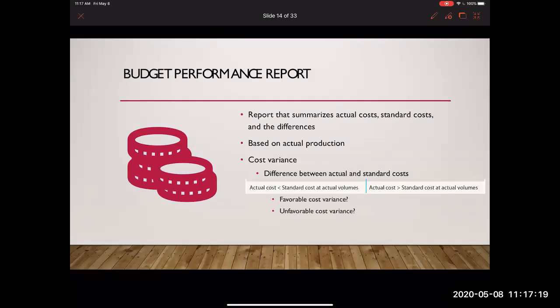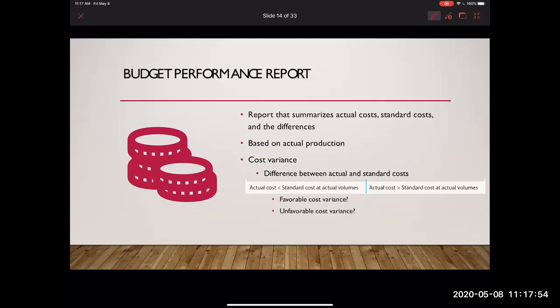Now in this video, we're going to take a dive into budget performance reports. A budget performance report reports and summarizes actual costs, standard costs, and the differences between the two. It's important to understand that it's based on actual production. Anytime there's a difference between actual and standard, that is called a cost variance. It could be favorable or unfavorable, but anytime there's a difference, it's called a cost variance.